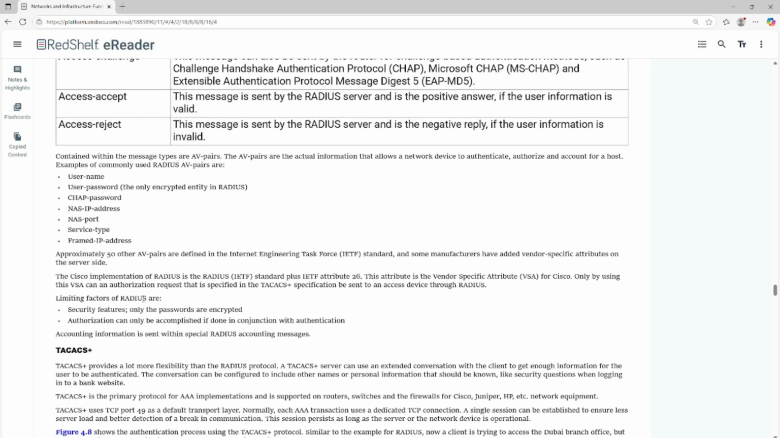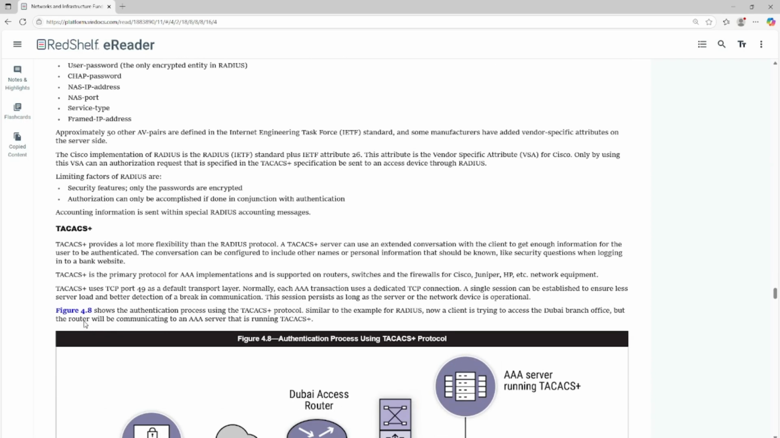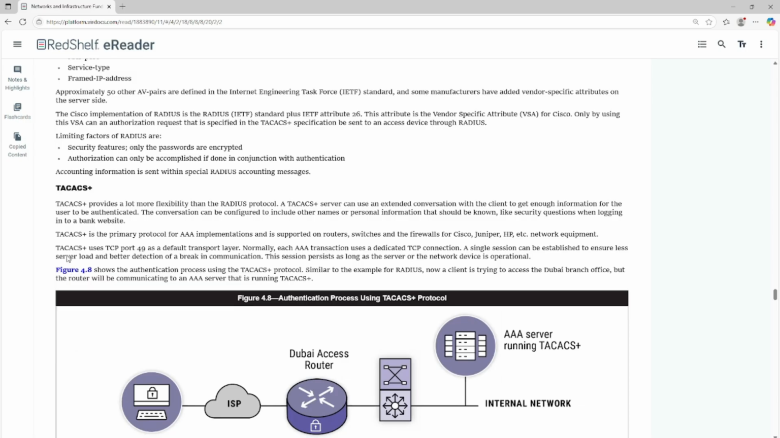You should understand that TACACS Plus provides a lot more flexibility than RADIUS. Yep, we've seen that because you can go with Kerberos. TACACS is the primary protocol for AAA implementation that is supported on routers, switches, and firewalls for Cisco. Keep that in mind. It's more flexible than RADIUS, and it uses TCP. We've talked about that.